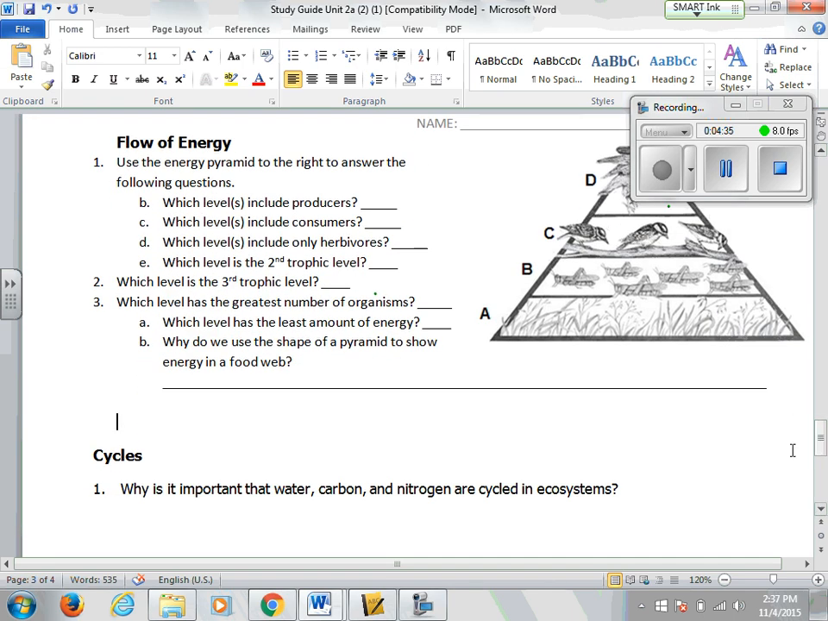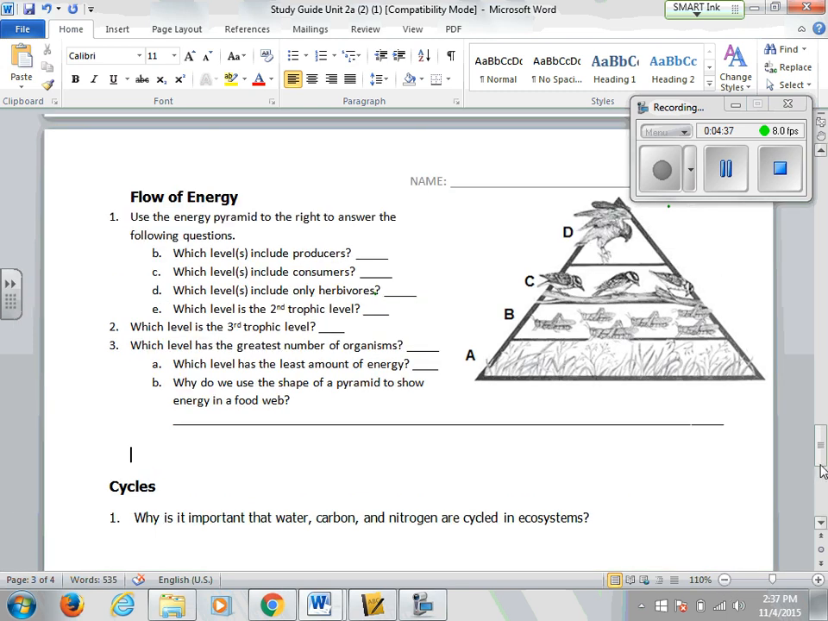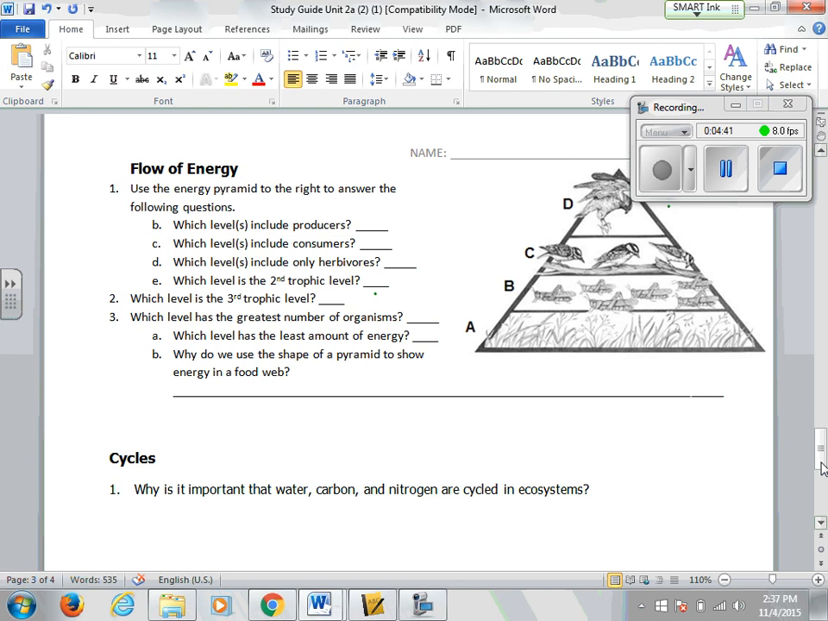Flows of energy. I'm going to back up just a bit so we can fit everything else in here. Okay, which level includes the producers? Producers are the bottom here, so that's level A. The consumers, B, C, and D. Multiple answers. Herbivores are the plant eaters, the grasshoppers. They eat the plants, so they are the herbivores. Which level is the second trophic level? B is primary, C is secondary.